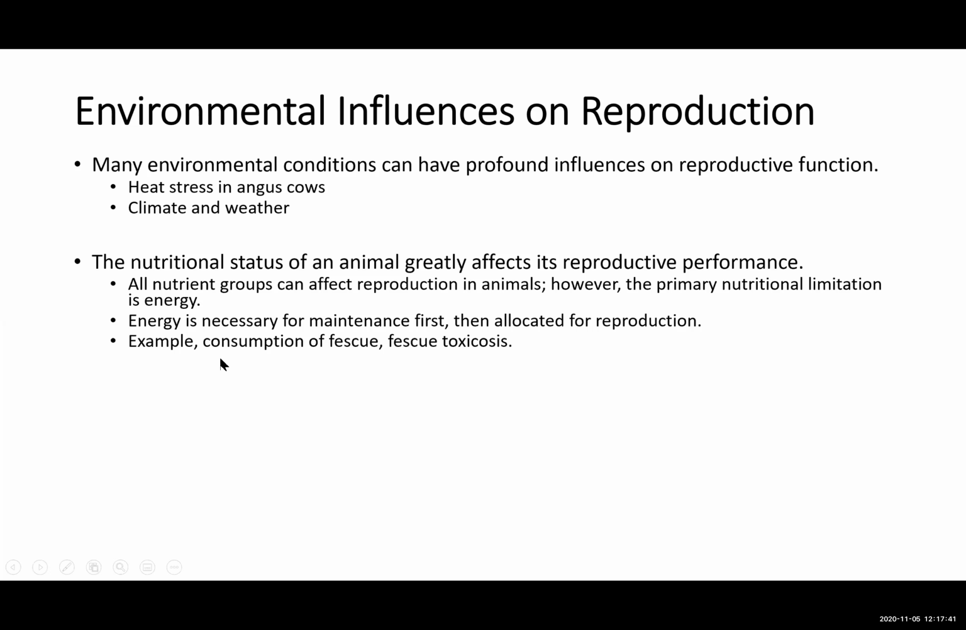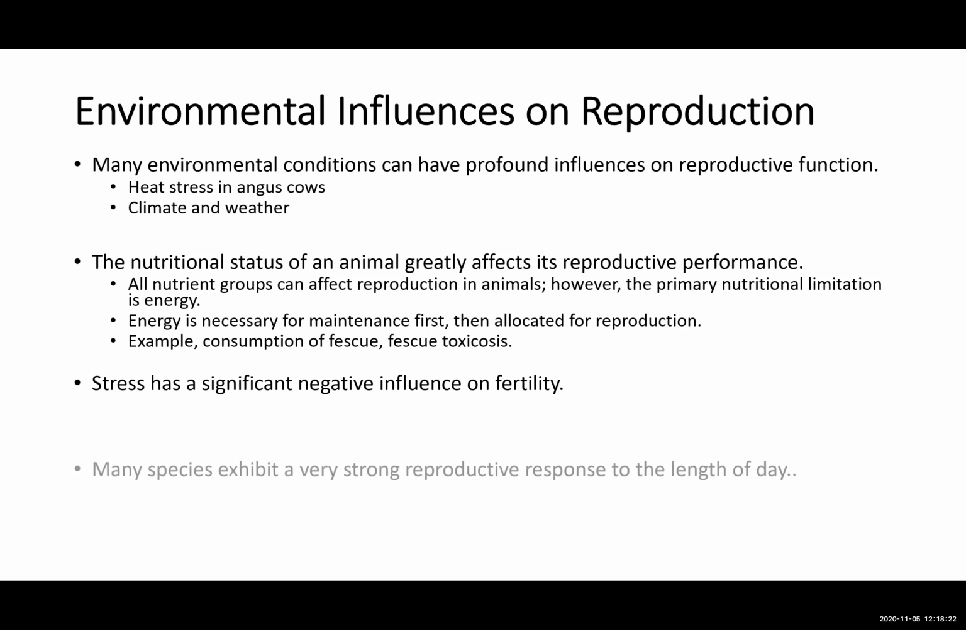Some species and some diets can also cause major issues in livestock or domestic species. One example we use is fescue. There's a thing called fescue toxicosis that we see in cattle quite often, but fescue can also cause mares to abort their foals in the later term of pregnancy. Then finally, stress. Stress disrupts a very wide range of physiological processes, and one of these, of course, would be fertility.